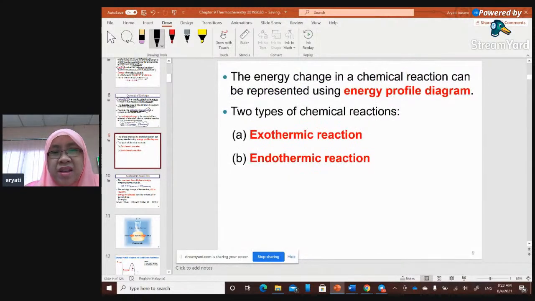Okay, so the energy change in a chemical reaction can be represented by an energy profile diagram. There are two types of chemical reaction, whether the reaction is exothermic reaction ataupun endothermic reaction. Okay, so kita akan belajar energy profile diagram.